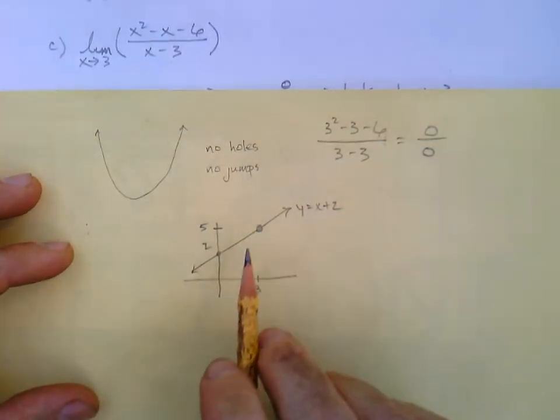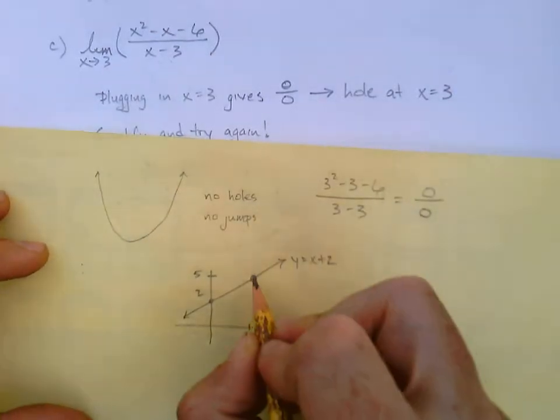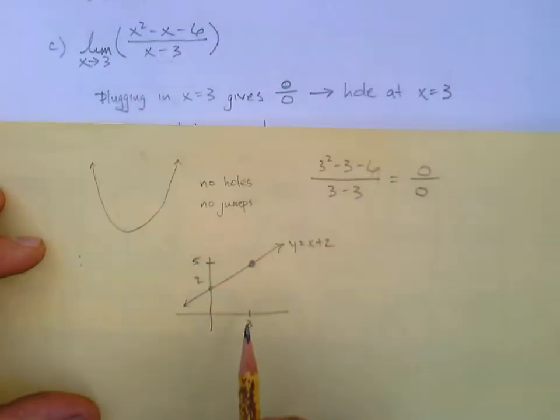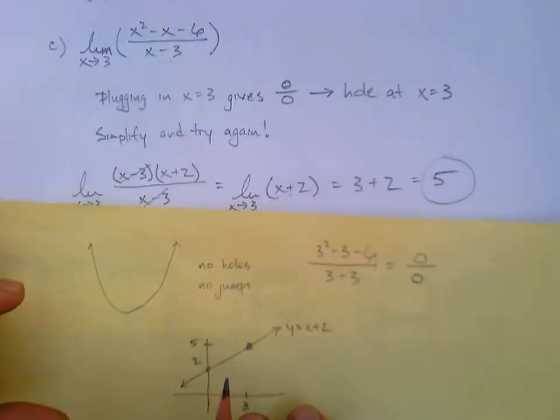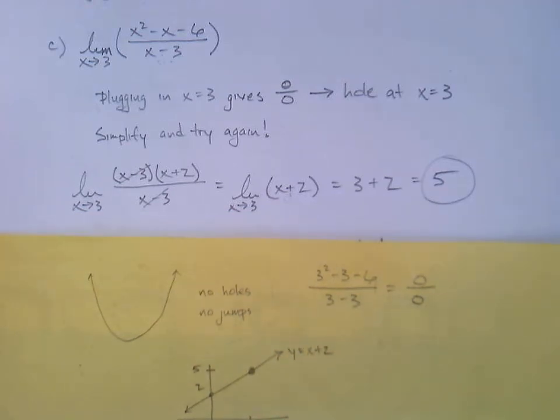It's like, oh, I can't plug it in. But when we do all our work and we cancel it, we fill in that hole, and then we plug it in, and boom, we got our answer, 5. And so we know we did it correctly. The simplifying just helped us get around the fact that we didn't have a graph to look at. Pretty cool, pretty nifty.